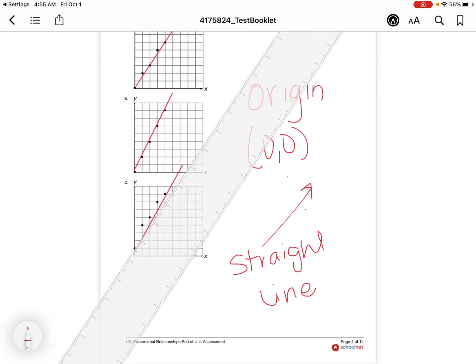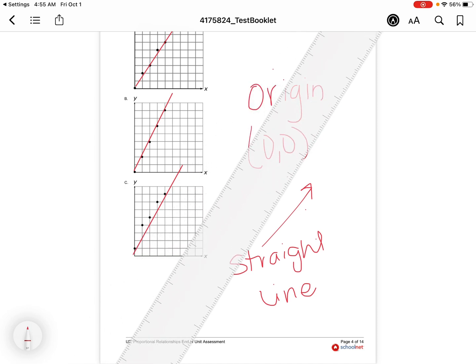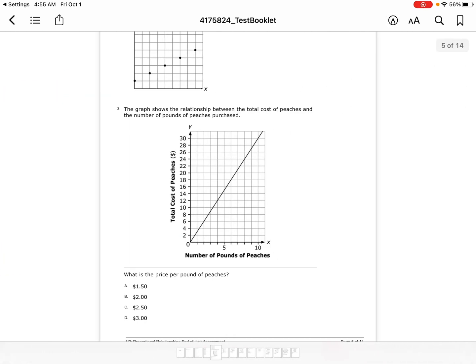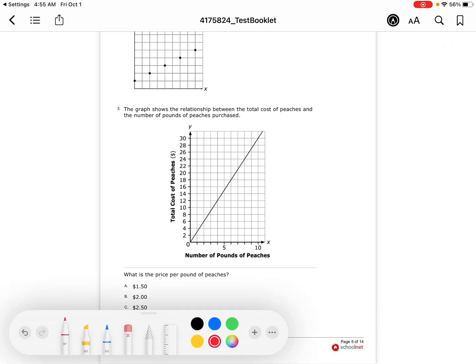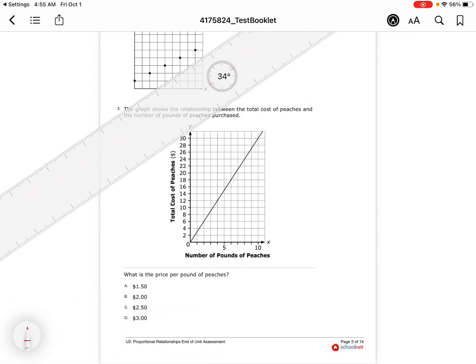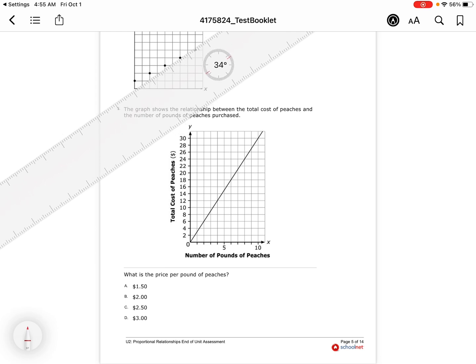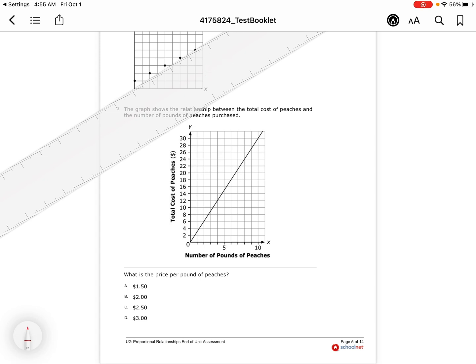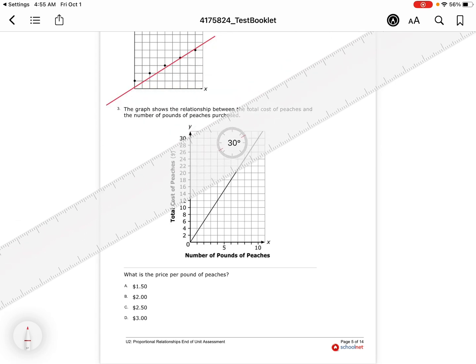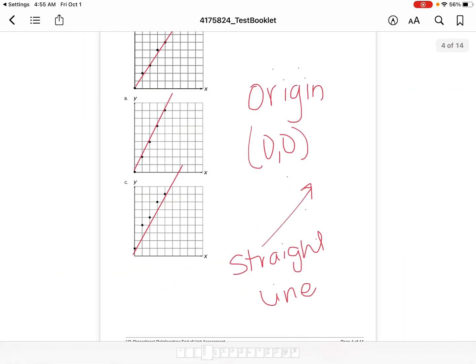This one does not. I got points off of it. Let's check D. Well, this one doesn't even look like it goes through the origin. Nope, doesn't go through the origin. So my answer was B. That one was the straight line and went through the origin.